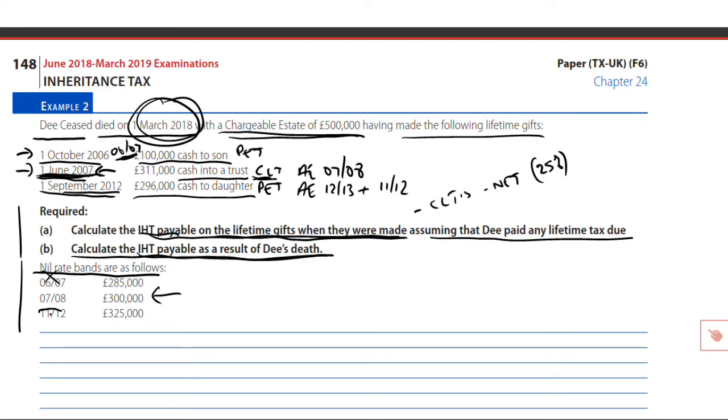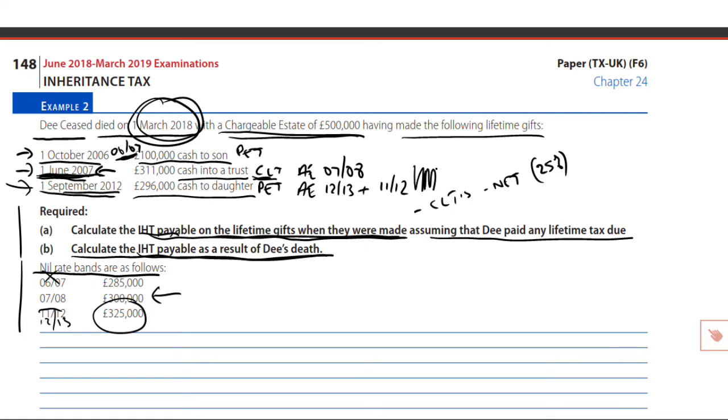11-12, well, actually, sorry, that's wrong. It's irrelevant anyway, but it would have been the 12-13. They're tempting you there to think that when you tax a PET, you maybe use the nil rate band in force at the date. You do not. PETs only become chargeable on death, and on death you use the nil rate band in force at the date of death, which of course, as you're expected to know, is always the £325,000 figure that we've had for many, many years now.